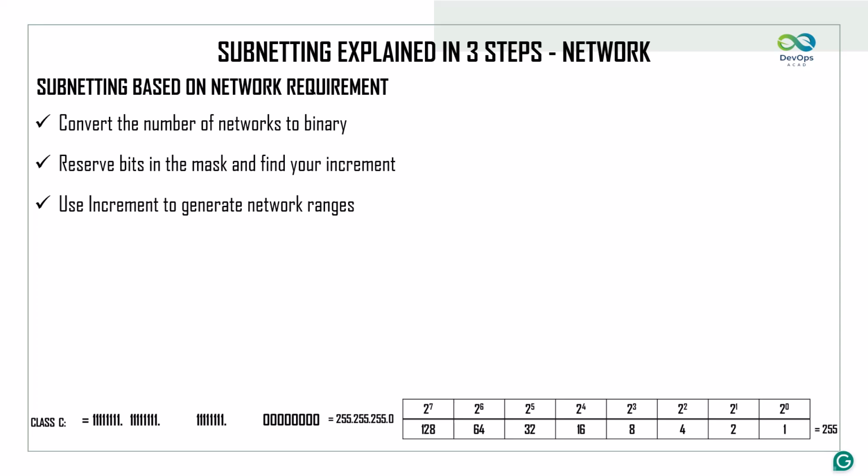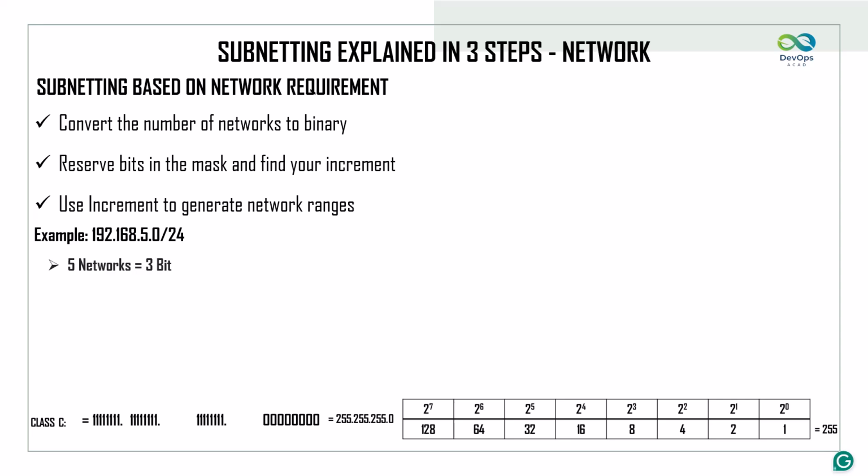Now, what does this mean? Let's take this example. You have been given this block of address, 192.168.5.0/24. Of course, from saying /24, we know that this is a class C address. You have been asked to generate, let's say, 5 networks from this single block of address. How do you do that? Now, following these 3 steps that we've highlighted above, how do we do that?